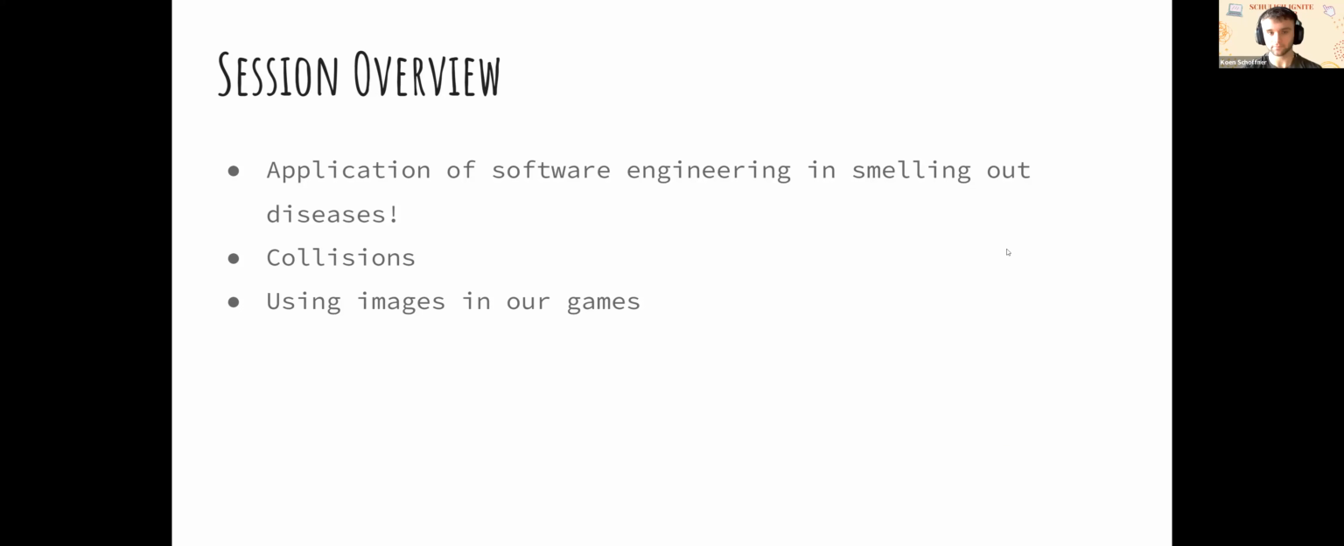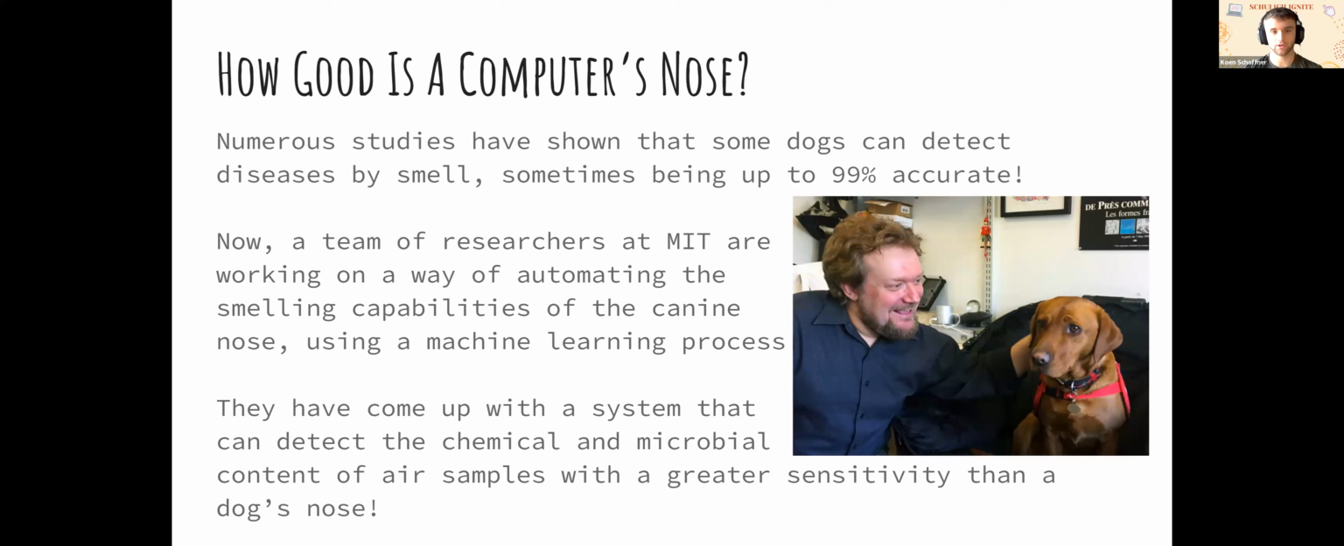So how good is a computer's nose? Numerous studies have shown that some dogs can detect diseases by smell, and sometimes they're up to 99% accurate. Now there are researchers at MIT working on a way to automate the smelling capabilities of a canine nose using machine learning. They've come up with a system that can detect chemical and microbial content of air samples with greater sensitivity than a dog's nose. Again, another application of software engineering and programming, and all the concepts they use are built off what we learn in this course.